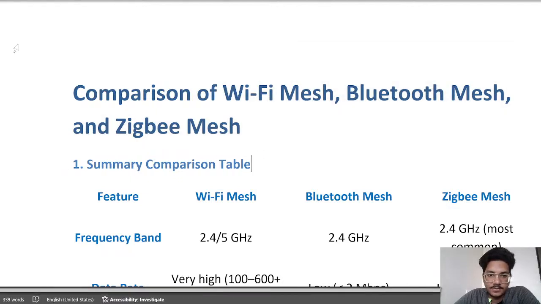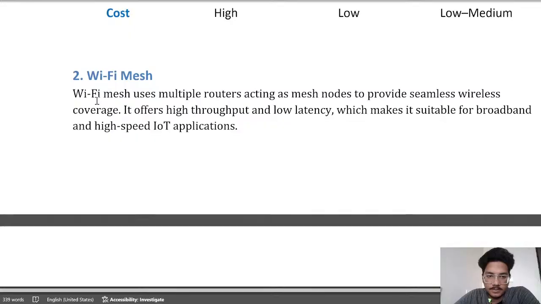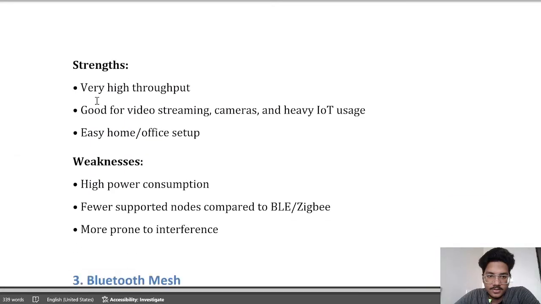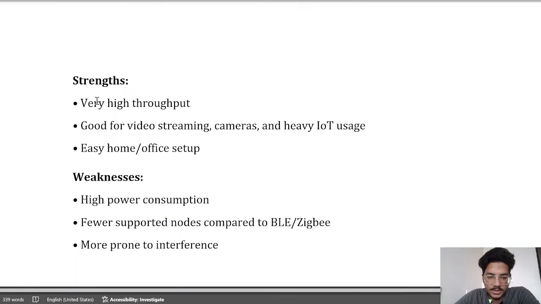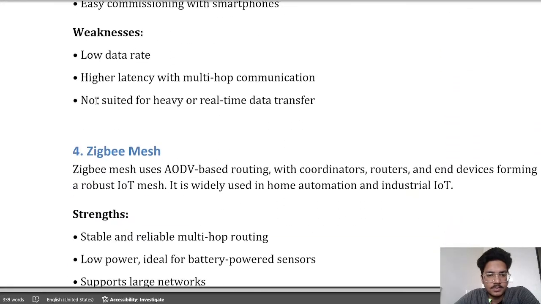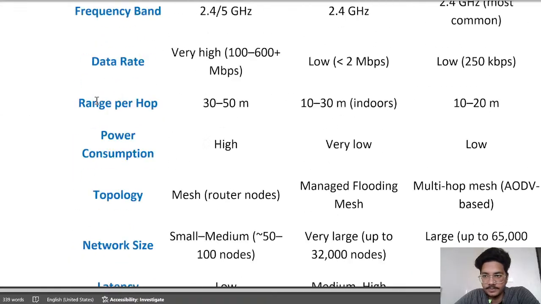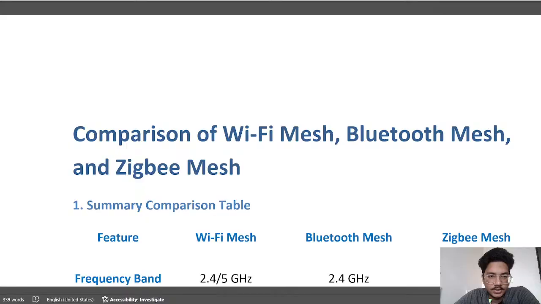So, in this lecture, we have to see the comparison between Wi-Fi mesh, Bluetooth mesh, and Zigbee. The comparison chart is given, with a definition of each of them and their strengths and weaknesses. Okay, we can see Zigbee and all these things. So, let's start with the first one: the comparison of Wi-Fi mesh, Bluetooth mesh, and Zigbee.